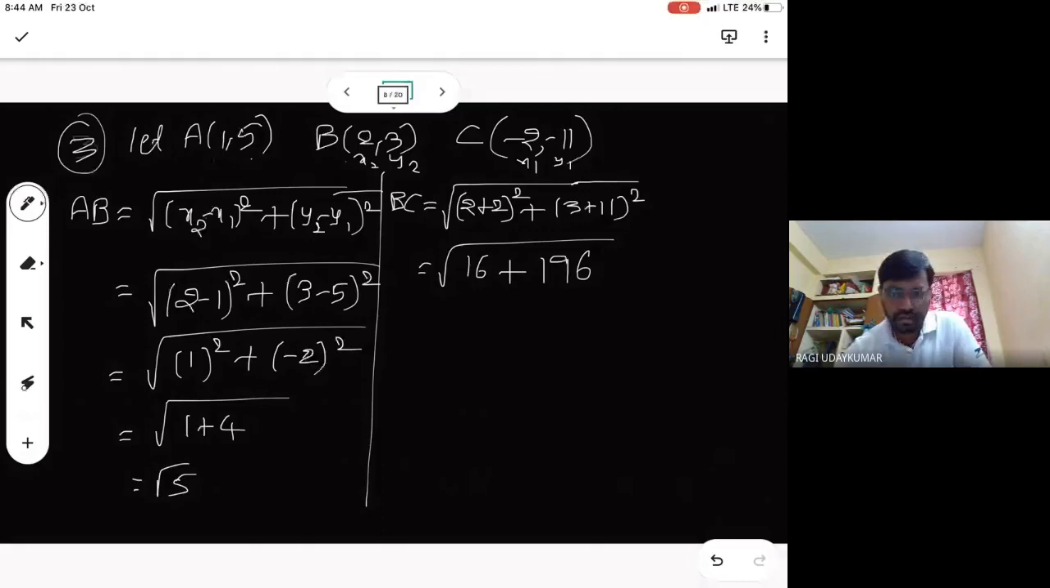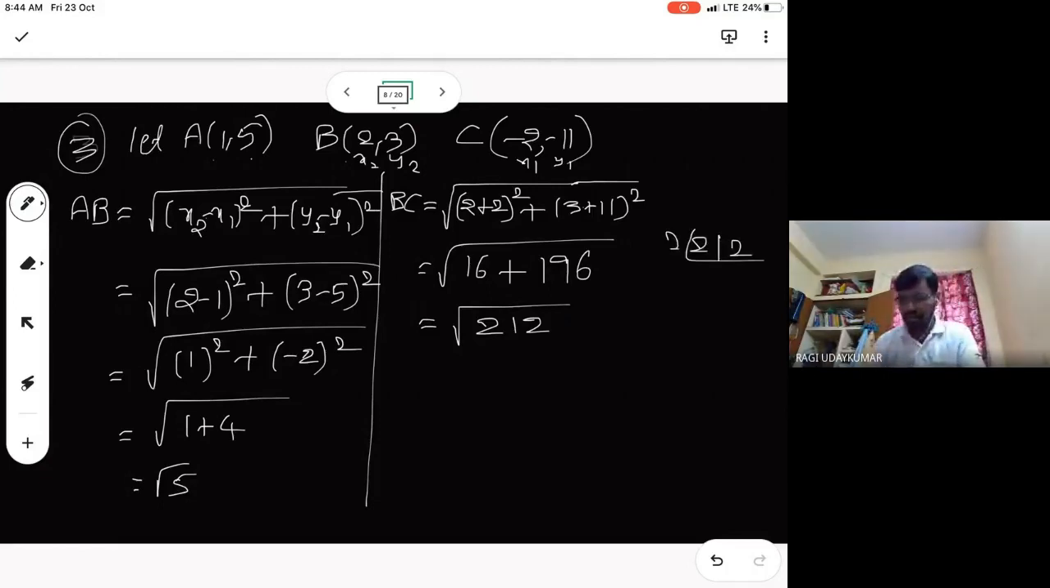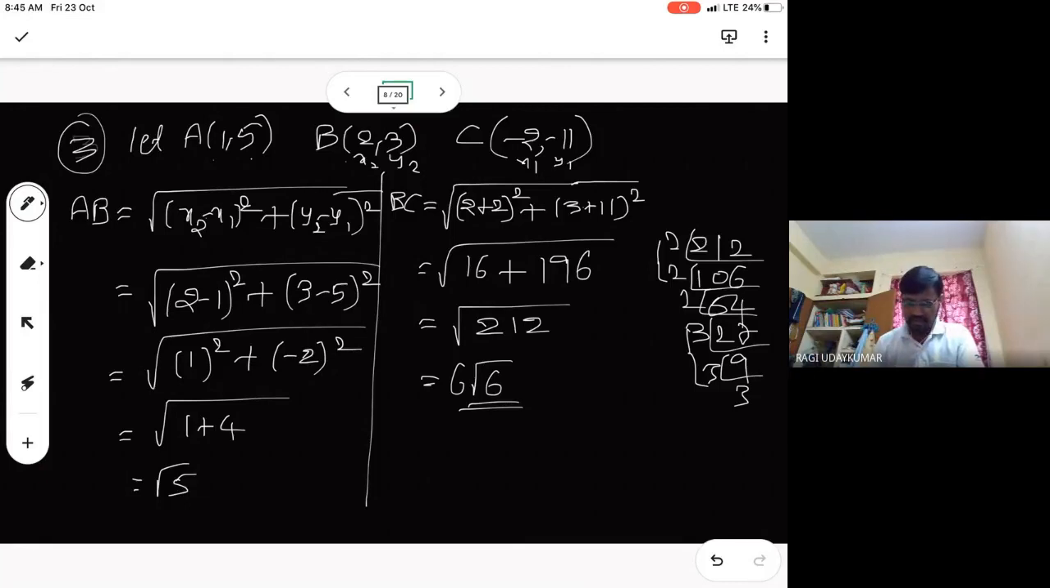Okay. So add 196 and 16. What do you get? Add 206, you get 212. Factorize 212 if it is possible. 2 ones are 2, 2 sixes are 12, 2 fifty-threes are 106, so we get 4 times 53. So 2 root 53 will come. Like this, find AC, the CA distance.